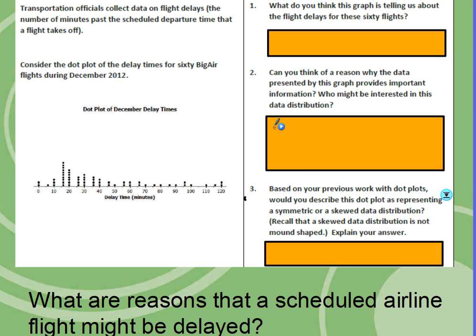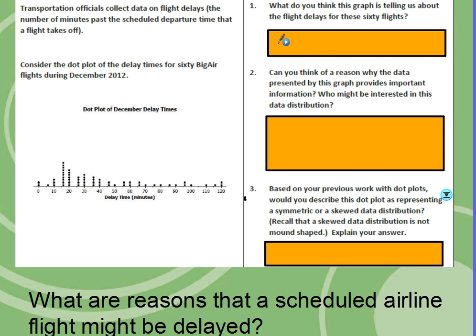Okay, so let's all turn to the first problem, which is the dot plot of December delay times. Alright, Carson, what do you think this graph is telling us about the flight delays for these 60 flights? It is saying what people wait on flight delays before they get the next flight. How long they wait if the flight gets delayed. Okay, so he says it tells us how long they wait for the flight to be delayed.